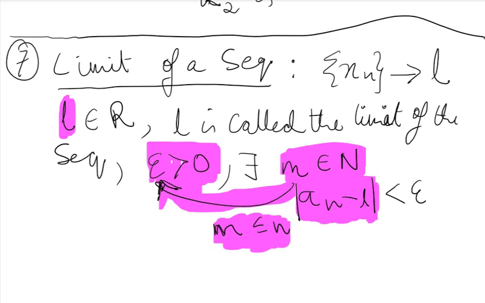An epsilon has to be chosen that will be greater than 0, and m has to be chosen that will belong to n, but less than or equal to n, and the m will also depend on the epsilon. Alright, it has to be less than epsilon. Okay, and an minus l will be less than the epsilon value. Then the sequence will contain a limit.